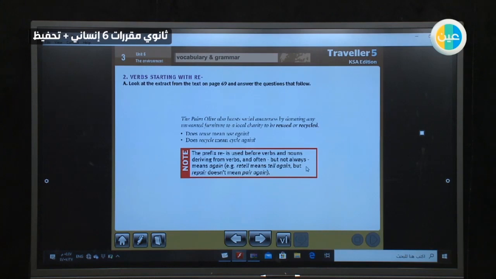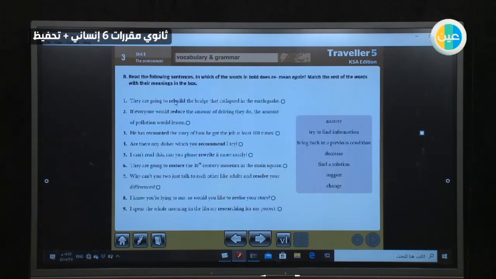Let's say, and I can't read it from the screen, unwanted furniture to local charity to be reused or recycled. So you will use it again or cycle it again. This is the meaning of a prefix: it is used before verbs and nouns to give the meaning of do it again or repair. Okay? So, they are going to rebuild the bridge that collapsed in the earthquake. So, rebuild here means build it again.